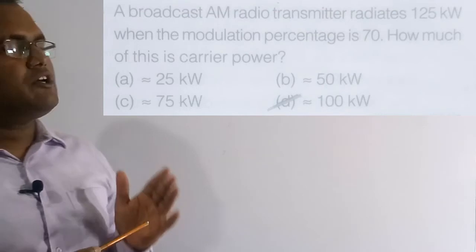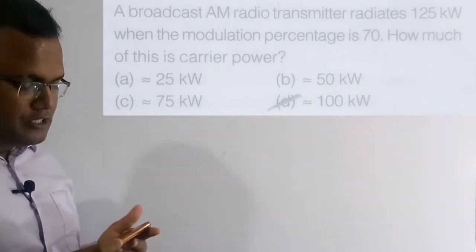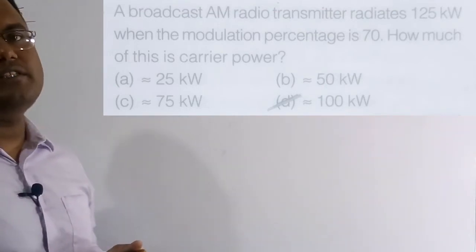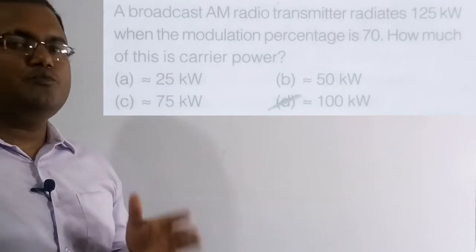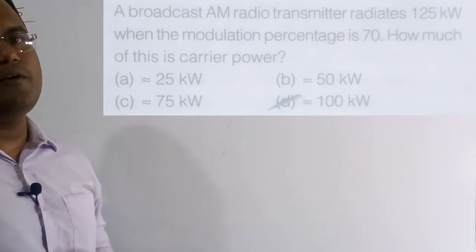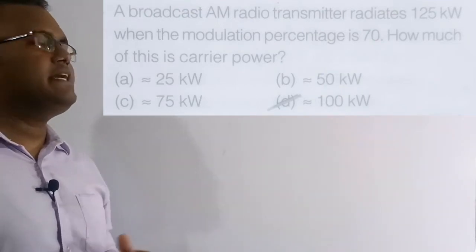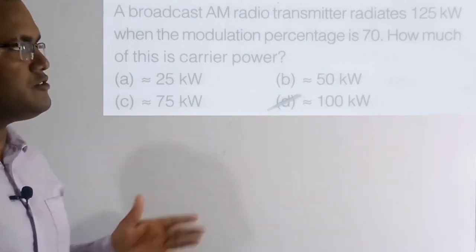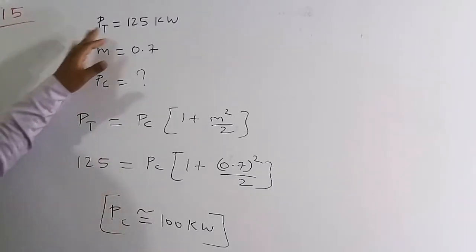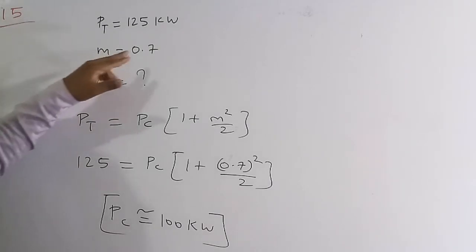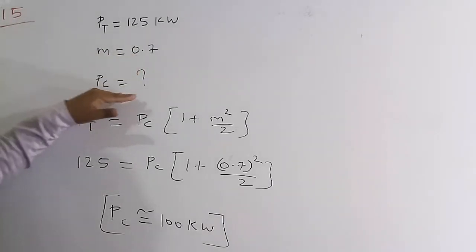In the question they have given PT, which is 125 kilowatt, and the modulation index is 0.7. We need to find how much carrier power is present. So let's solve this numerical. PT is equal to 125 kilowatt and the modulation index is 0.7. So PC we need to figure out.